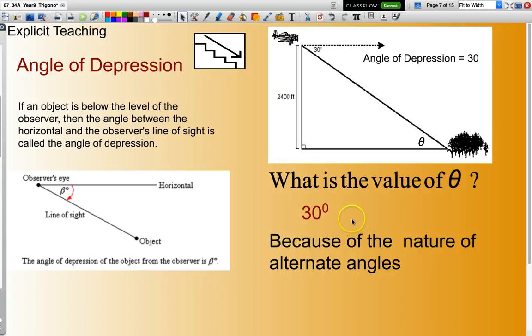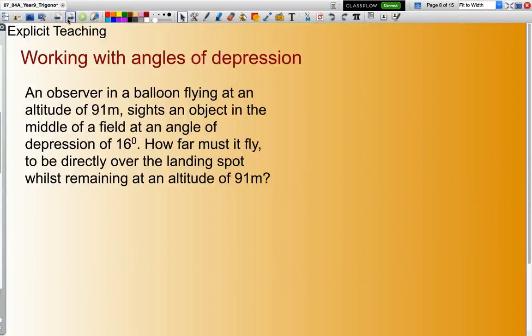Now, what we'll be moving on to next is just working through two examples. One working with an angle of elevation, one working with an angle of depression. So, first one, we're going to work with an angle of depression. Now, let's just read the question, because quite often these questions are written and you do not always have a diagram. So, let's read the question.